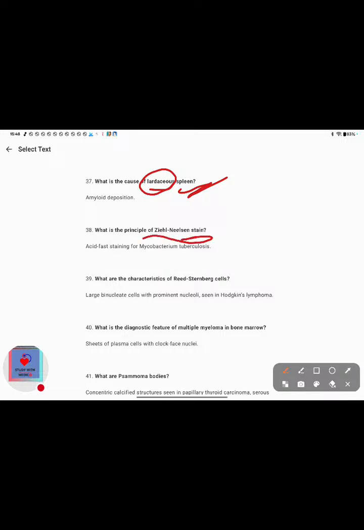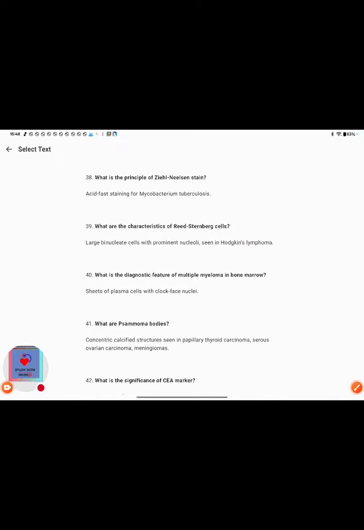What is the principle of Ziehl-Neelsen stain? Ziehl-Neelsen principle is acid fast staining for Mycobacterium tuberculosis. Lepra also.